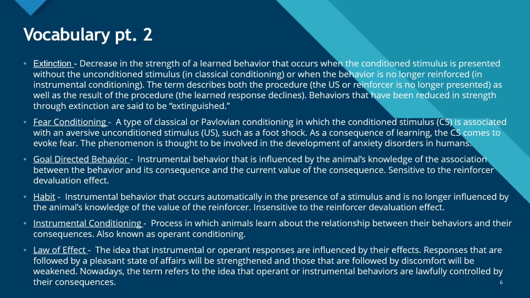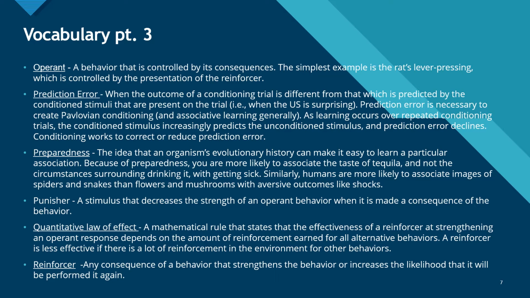In instrumental conditioning, law of effect, you can read through these later. Please pause and review. There is reinforcement, and there's punishment, which is the opposite. There's quantitative law of effect. We'll go into that later. Reinforcer, prediction error, and operant, which is a behavior that is controlled by its consequence. So please pause and read over these definitions before we use them in our later conversation.